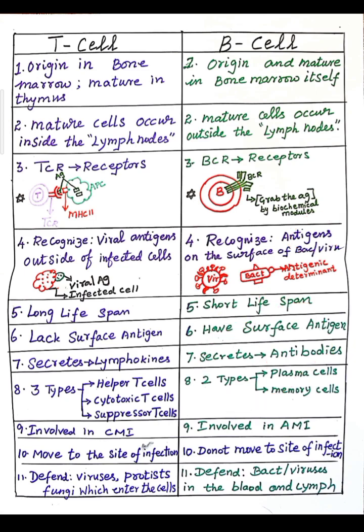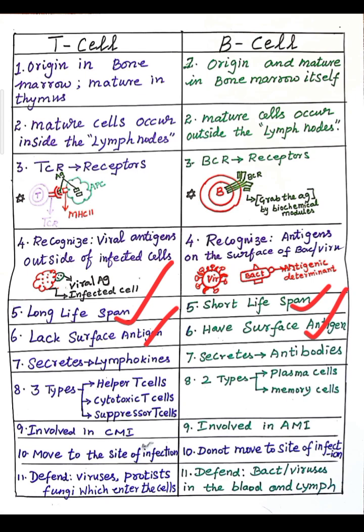Got it? Point number 5, T cell long lifespan. They have long lifespan. B cell they have short lifespan. Point number 6, T cell lacks surface antigen but B cell have surface antigen.